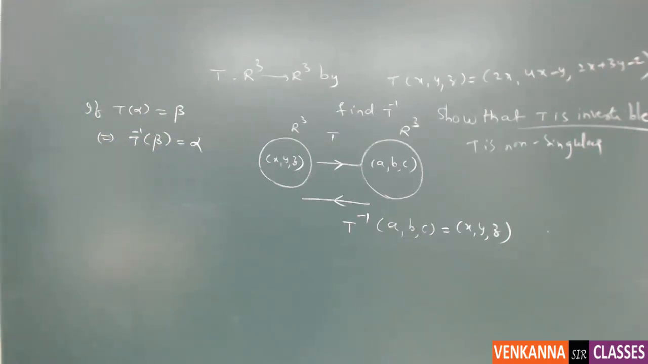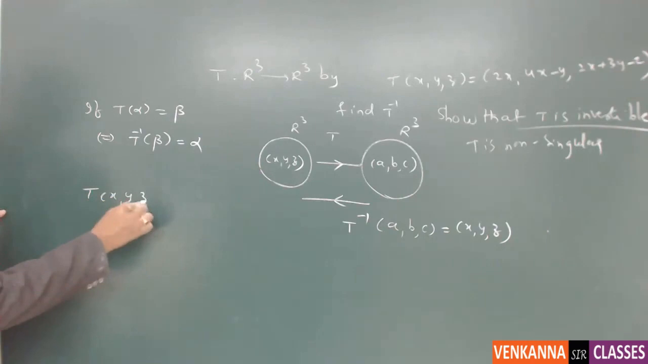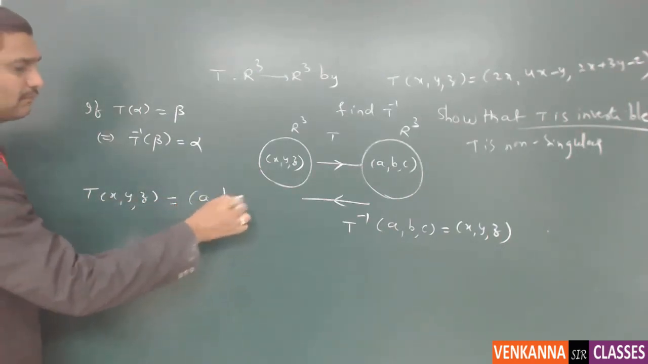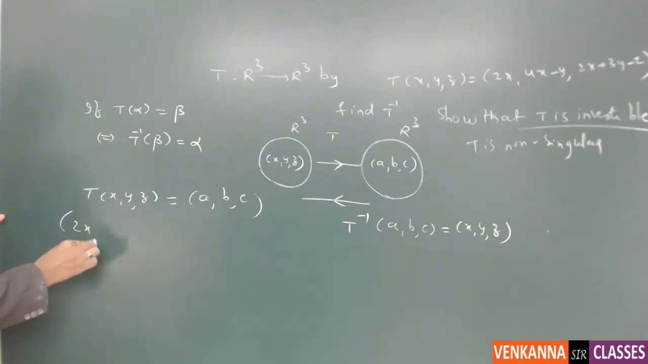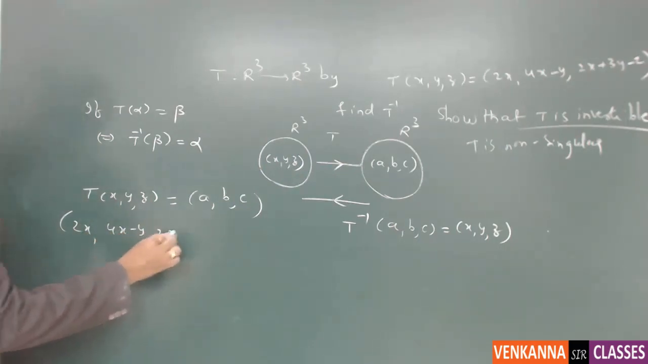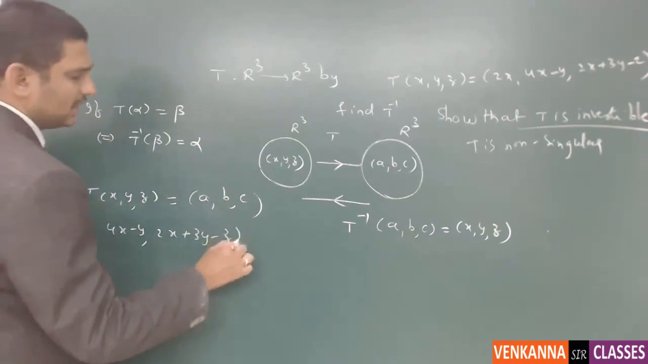The inverse function definition, I think this you have studied at school level. How do we define F inverse, right? Am I correct? If you cannot recollect that, please take a note of this definition. Fine. Now let us do the part using the definition. Say T of (x, y, z) is equal to (a, b, c). Substitute the values: (2x, 4x minus y, 2x plus 3y minus z) equals (a, b, c).